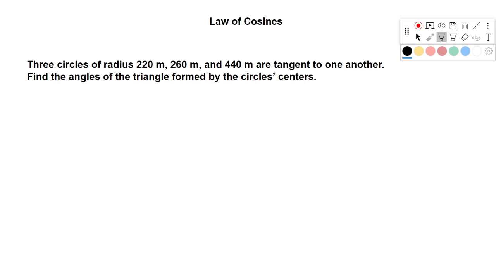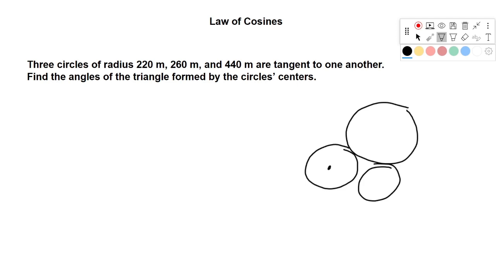But if we look at this problem, we see that it's telling us that we have three circles of various radiuses that are tangent to one another. So if we draw this out very loosely, we'll have one large circle here, another circle here, another circle here, pretend they're tangent to one another, and there's a triangle formed by their three center points.